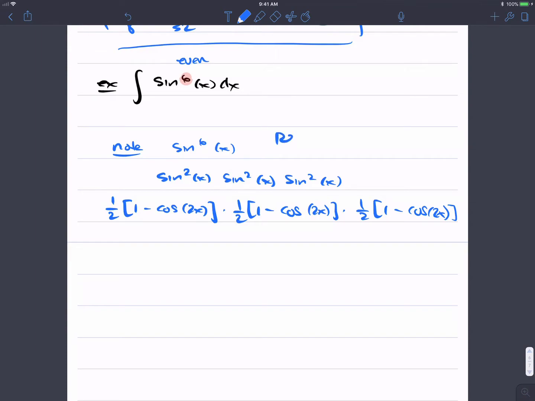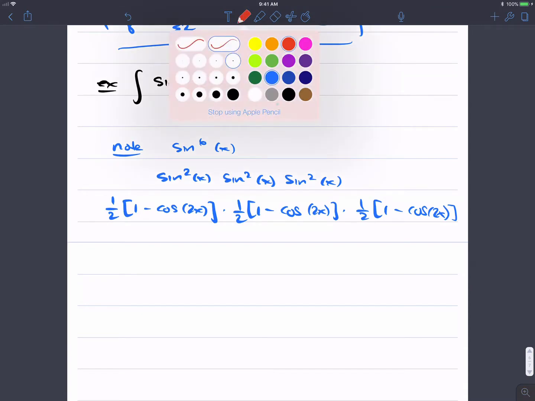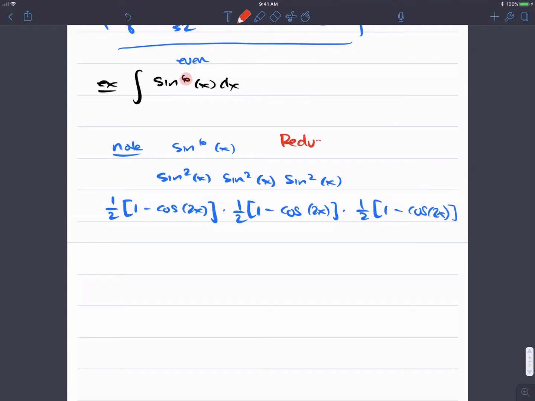Again, reduce the powers. And maybe it'd be interesting to say, let's try that in red. Reduce the what? The power.